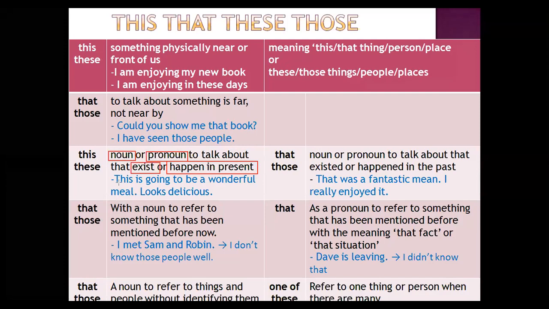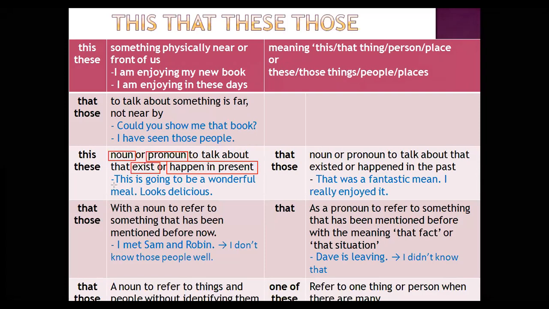For example, this is going to be a wonderful meal. Where is the pronoun? Here. This is going to be a wonderful meal. For example, they're talking about something that exists or something that happens in the present. That's what it is about. Okay. Wonderful meal. Looks delicious.